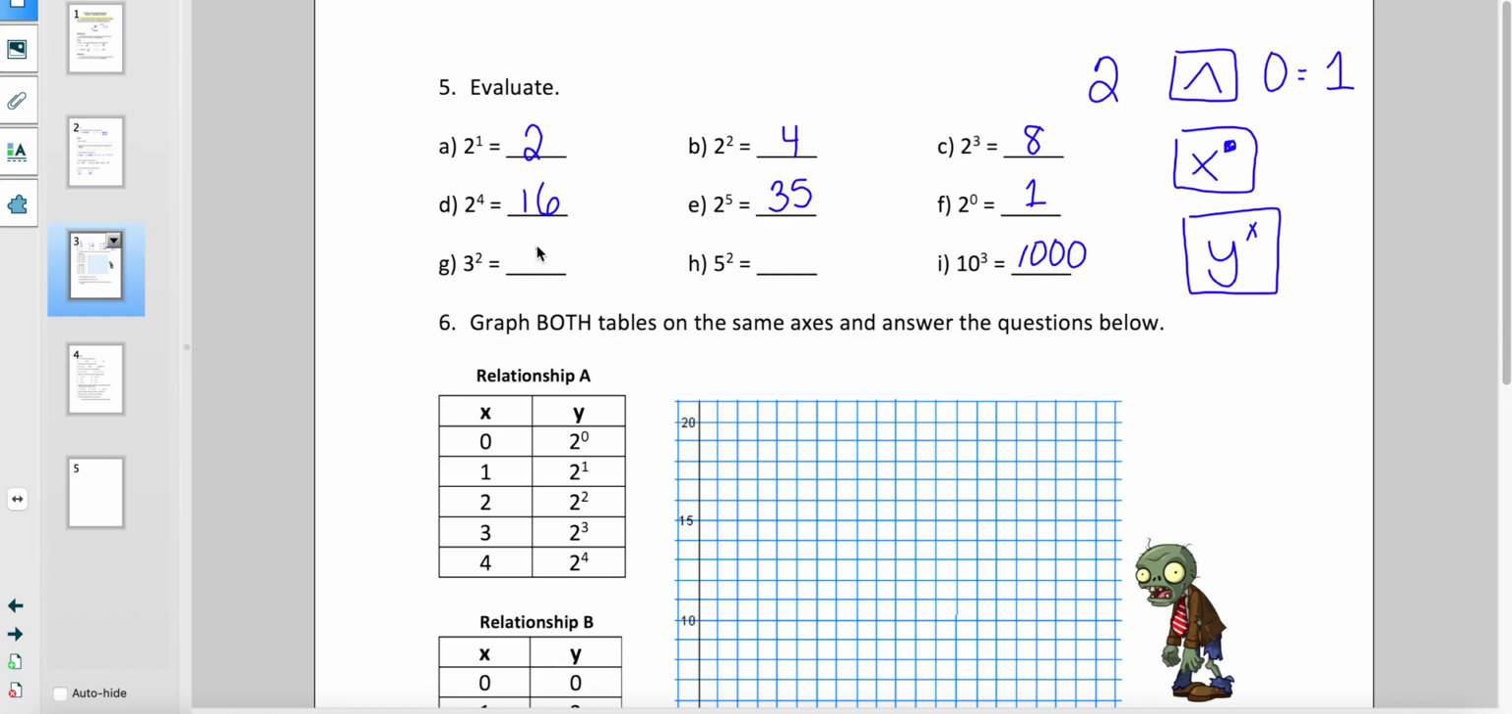All right, 3 to the power of 2 is 9, and 5 to the power of 2 is 25.